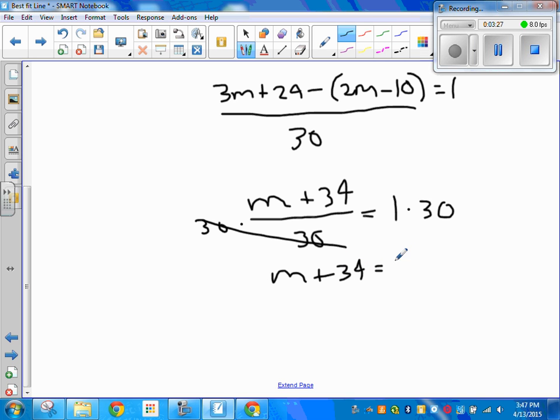is equal to 30. And for the final step here, we're just going to subtract 34 from both sides. Hopefully we're all comfortable with this one-step equation. And 30 minus 34 is, of course, negative 4. So m is negative 4.